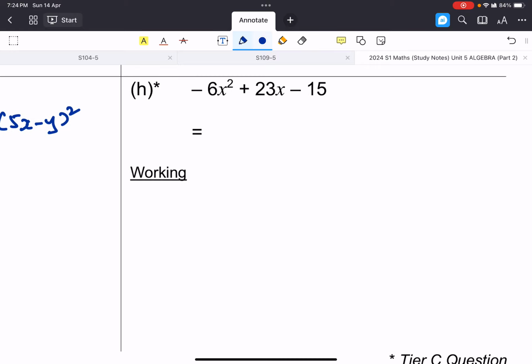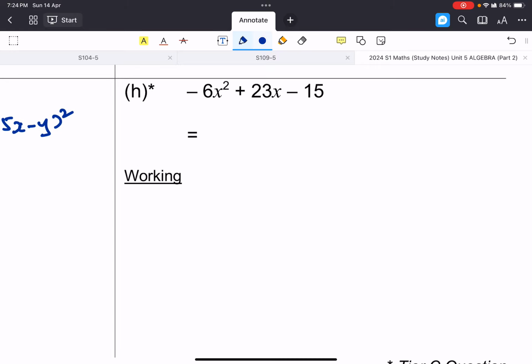Now this one, another scenario. Again, this time round the combinations are quite a lot. There is a 6 there, there is a 15 there. So you may need to test a few times before you get the right combination.